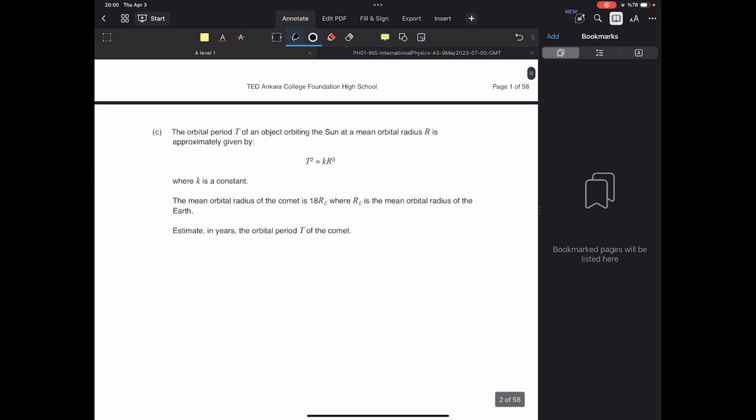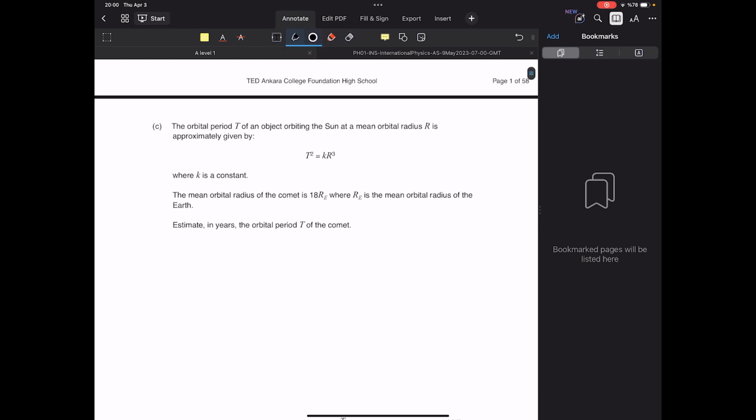So the orbital period is given by this formula. This is just Kepler's third law, that T squared over r cubed is the same for any two objects orbiting the same body.